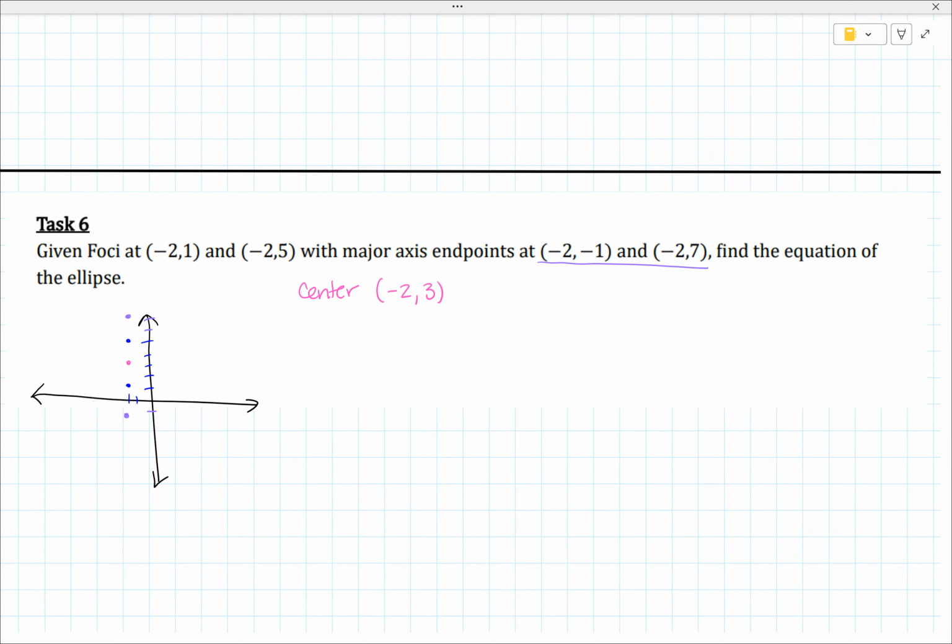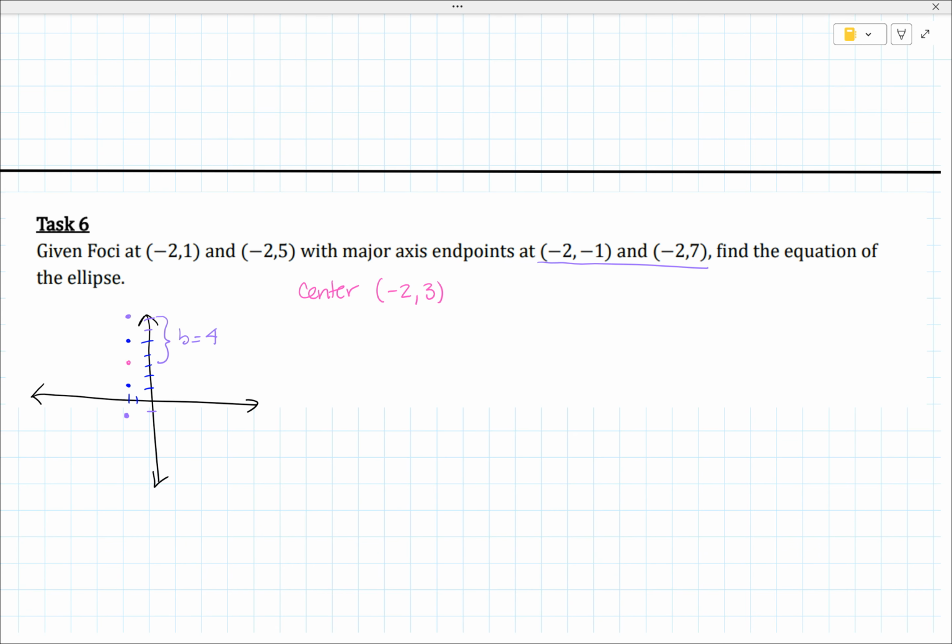And then from here, we're going to use our major axis to get our B value. So B value is our distance from the vertex to the center, and that's going to be 4. And then we don't have the A value. That is what we are missing to write the equation.